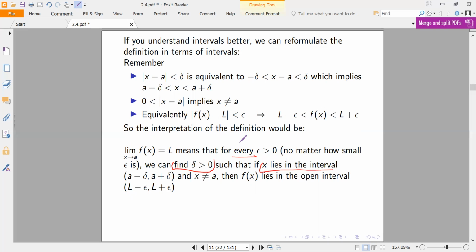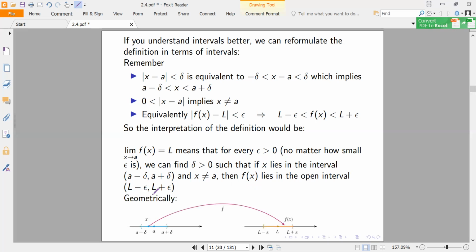So L can be as close as we want: for every distance epsilon that is positive, we can find some delta that is also positive, such that if x is in the interval a minus delta, a plus delta, then f of x is also in the interval L minus epsilon, L plus epsilon. In that case, L is the limit. That's how we prove that the limit exists, or that L is the limit.